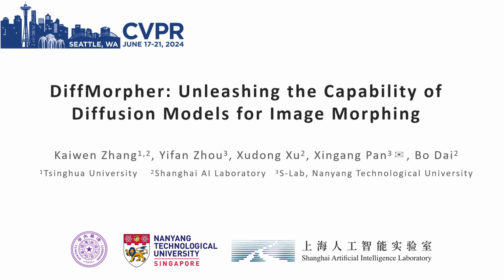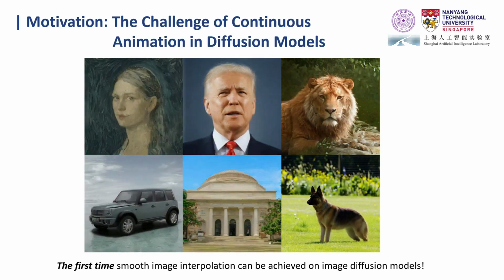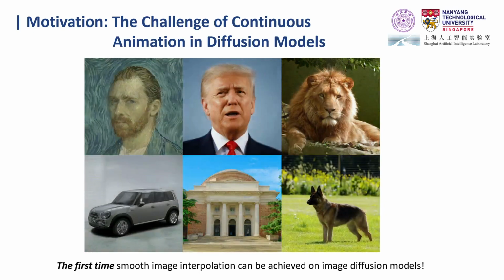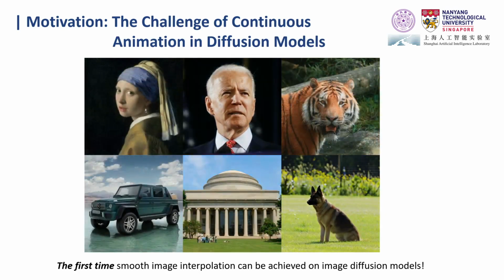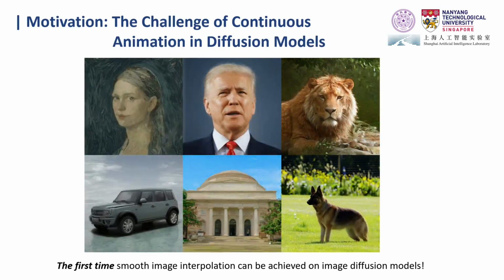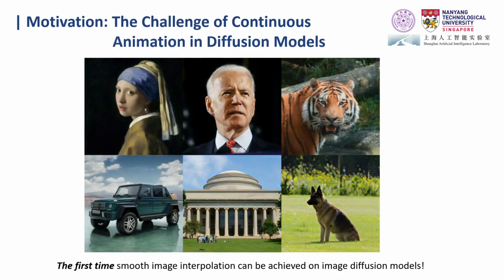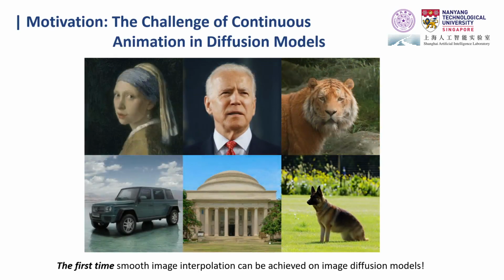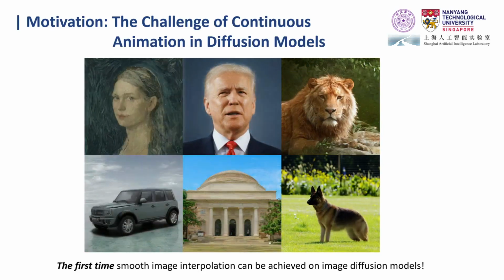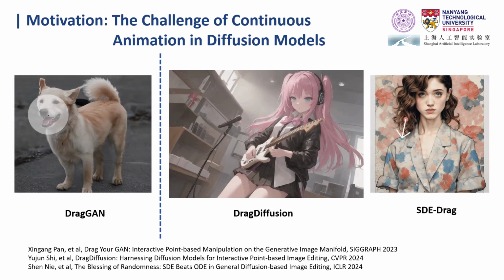In this work, we present DiffMorpher, unleashing the capability of diffusion models for image morphing. Given two input images, our approach can generate a sequence of intermediate images, delivering a smooth and natural transition between them. This is achieved purely by harnessing the prior knowledge of a pre-trained image diffusion model, Stable Diffusion. To the best of our knowledge, this is the first time that smooth image interpolation can be achieved on image diffusion models. Our work is motivated by the challenge of continuous animation in diffusion models.